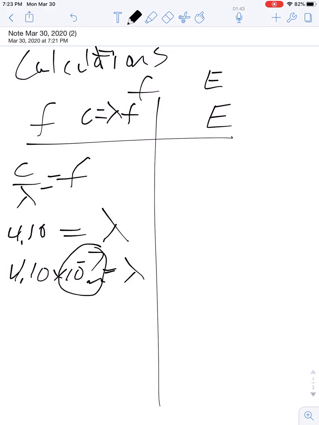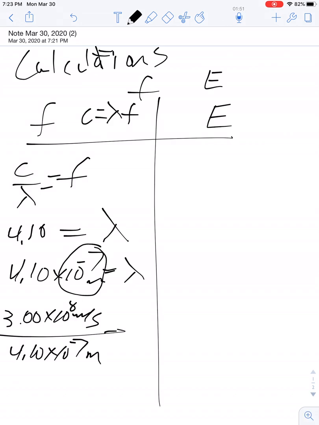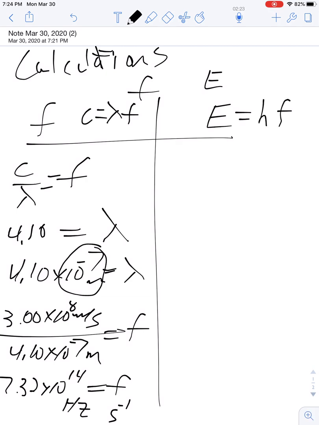in meters. So then we take the speed of light, divide it by the wavelength in meters, and that'll give you your frequency. And the units on that are hertz. A hertz is also an inverse second. Now once you have the frequency, then you can calculate the energy using this equation.